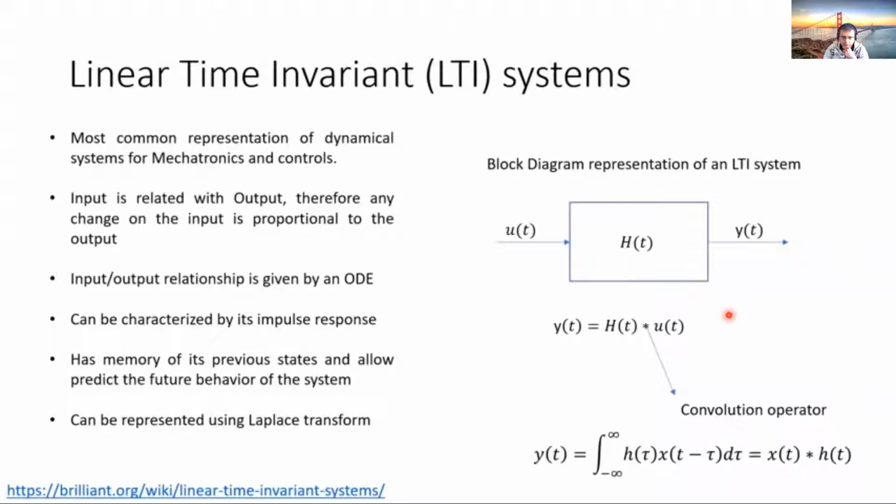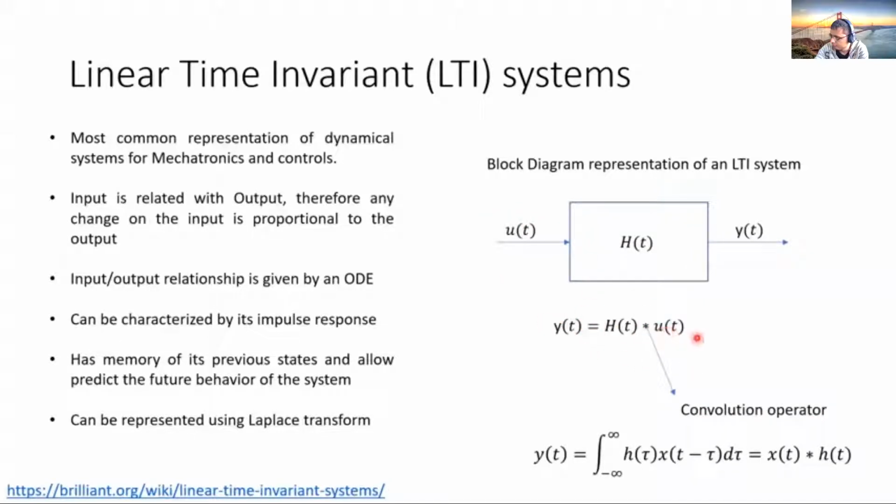Here we can see an example in block diagram, which will be the most common representation for control systems and mechatronic systems during this course. We can see a system h of t, which has an input u of t and an output y of t. In the time domain, the equation that relates the output is given by this formula here. y of t is equal to h of t, which is the model of our system, convolution by its input.